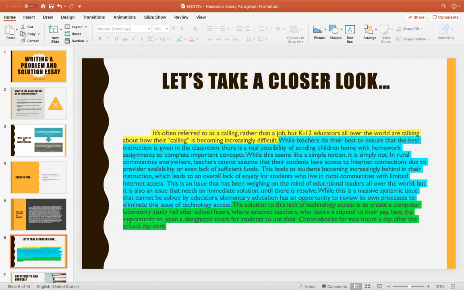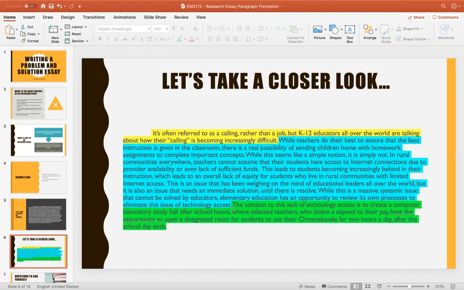And then we have this background information that really helps you understand what we're going to be writing about. It's not the thesis, it's just unpacking in greater depth what this whole idea and concept is going to be. And then finally, we have the thesis. The solution to this lack of technology access is to create a computer laboratory study hall after school hours where selected teachers who desire a stipend to their pay have the opportunity to open a designated room for students to use their Chromebooks for 2 hours a day after the school day ends.